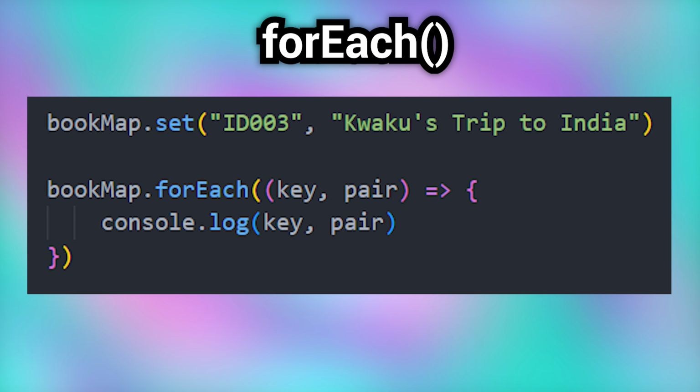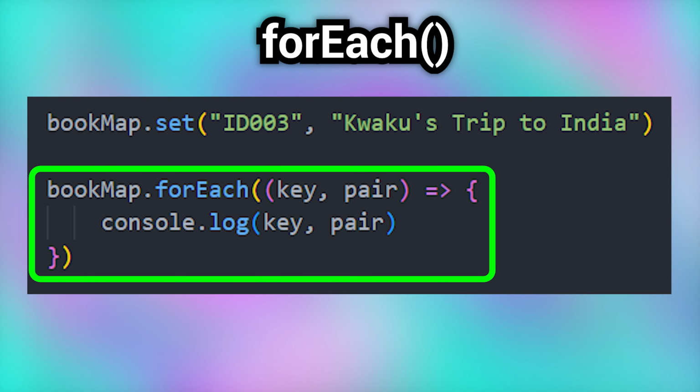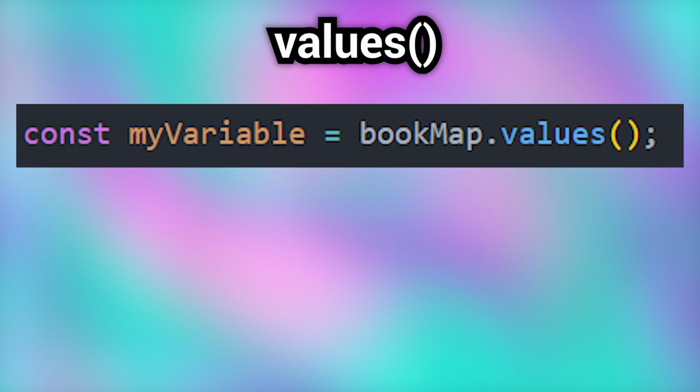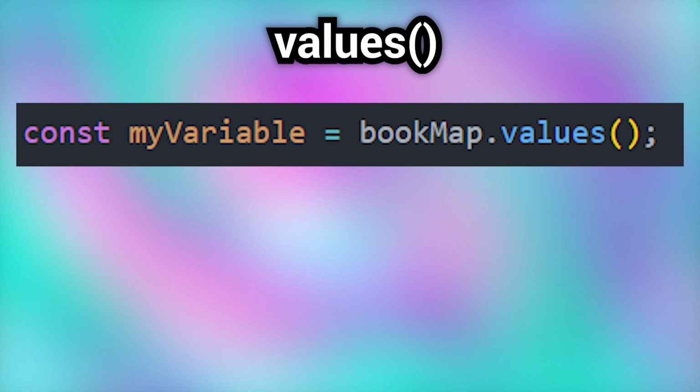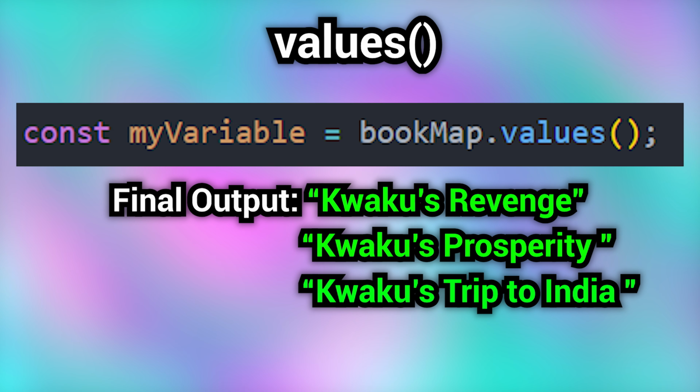If we had another book called Kwaku's Trip to India, and then did bookMap.forEach((key, pair) => console.log(key, pair)), it's going to return every single book along with their respective key and title. The values function returns an array with all the values in the map. So assuming that we have all three books still stored in the map, bookMap.values() is going to return the names of the three books without the ID.